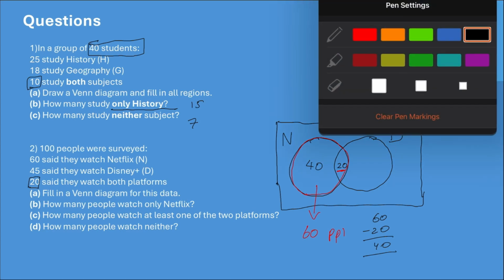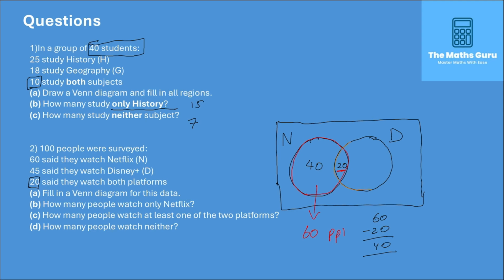Now, looking at our orange circle now, we have that 45 people watch Disney Plus. So 45 people need to be accounted for within that circle. Looking at the circle, 20 have already been counted for. So we know we need to put 25 in the circle. Now, to round off our Venn diagram, we do add them all up. So 40, add 20, add 25. What's this going to give us? This is going to give us 85.